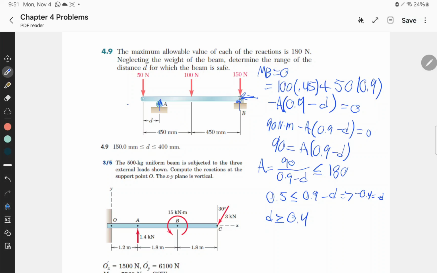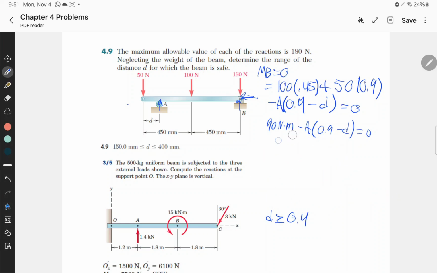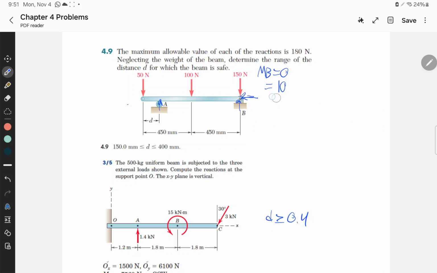And we're gonna go ahead and do moment about A, and that should give us a different answer. So now we know that D is greater than that. So I'm just gonna erase this. D is greater than or equal to 0.4 meters or 400 millimeters, as we can see in the answer here. So now we're gonna do moment about A.